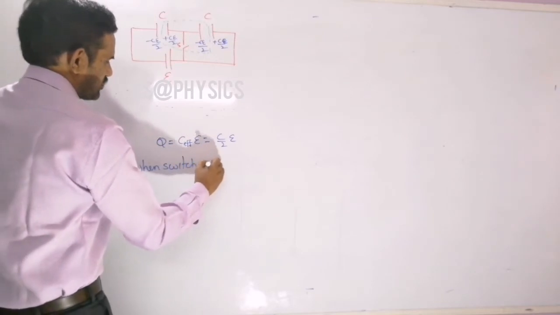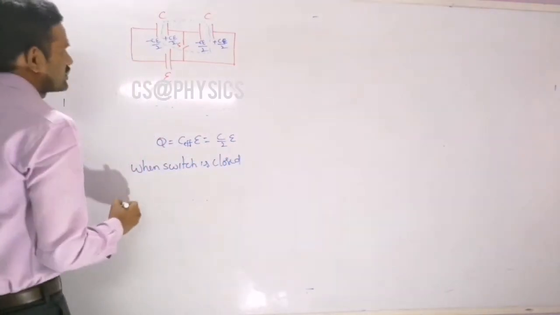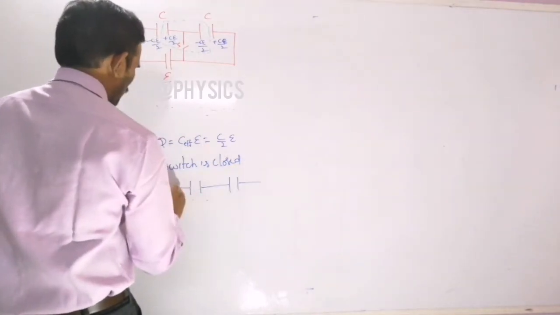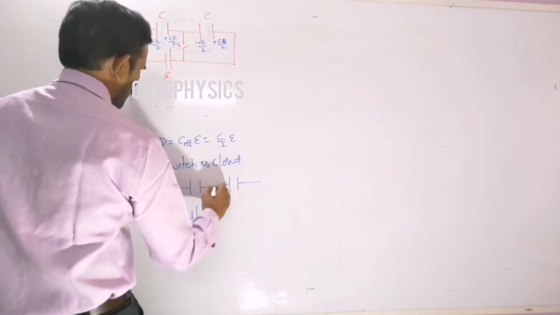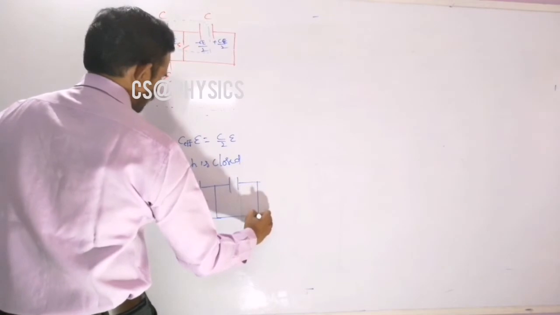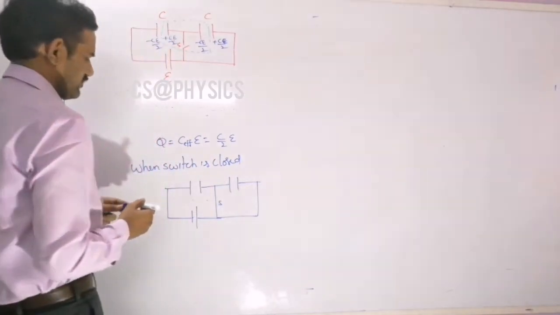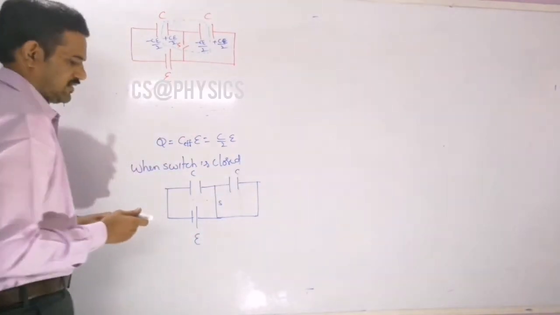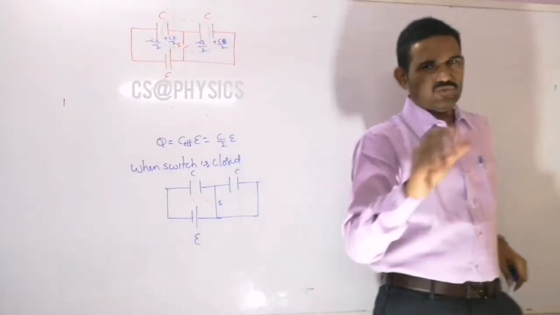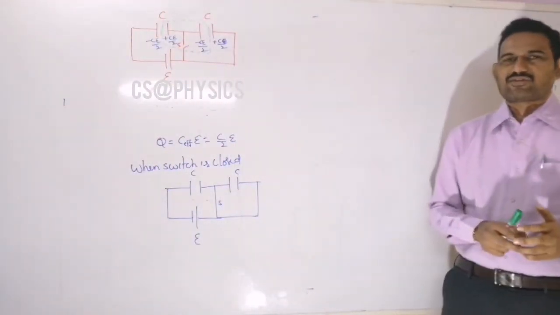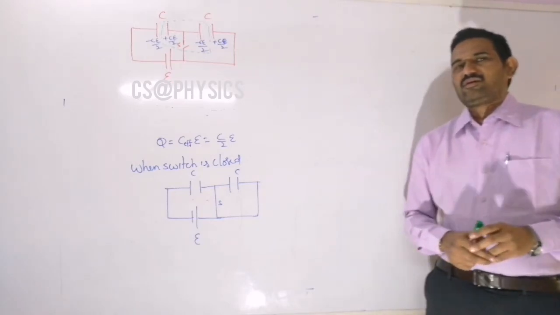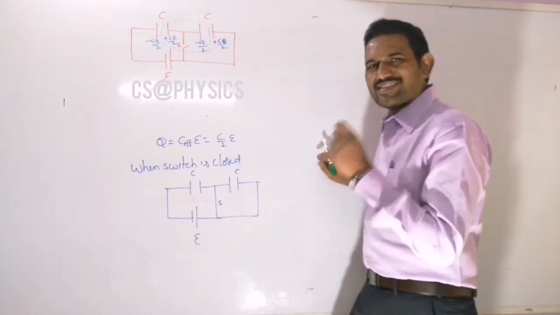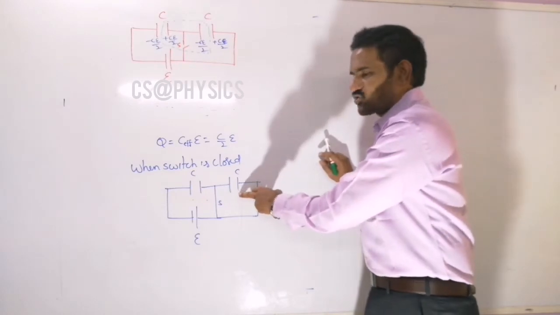So when the switch is closed, that circuit we can draw as this: one capacitor and another capacitor here, this is the cell, and this is the switch position. This is the cell of EMF E, and these are the capacitors C and C. Now can you say what the effective capacitance in this circuit is? Once the switch is closed, the effective capacitance is only C, right? Because this capacitor is short circuited.